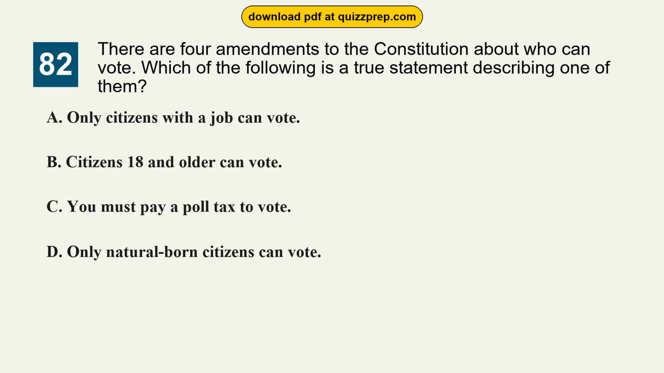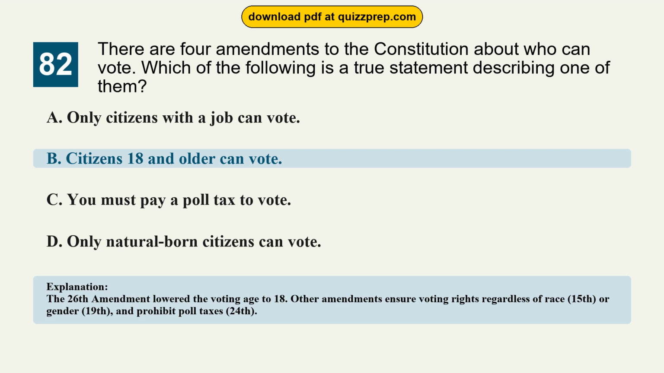Question 82. There are 4 amendments to the Constitution about who can vote. Which of the following is a true statement describing one of them? Option A, only citizens with a job can vote. Option B, citizens 18 and older can vote. Option C, you must pay a poll tax to vote. Option D, only natural-born citizens can vote. The correct answer is option B. Citizens 18 and older can vote. The 26th Amendment lowered the voting age to 18. Other amendments ensure voting rights regardless of race, 15th, or gender, 19th, and prohibit poll taxes, 24th.